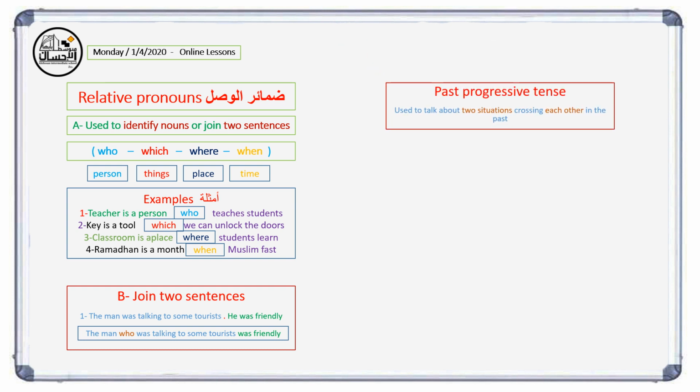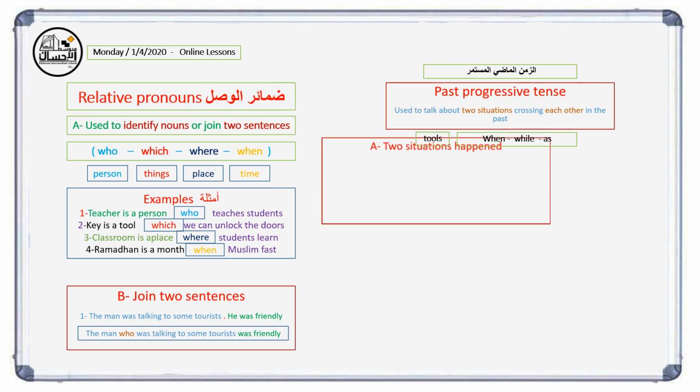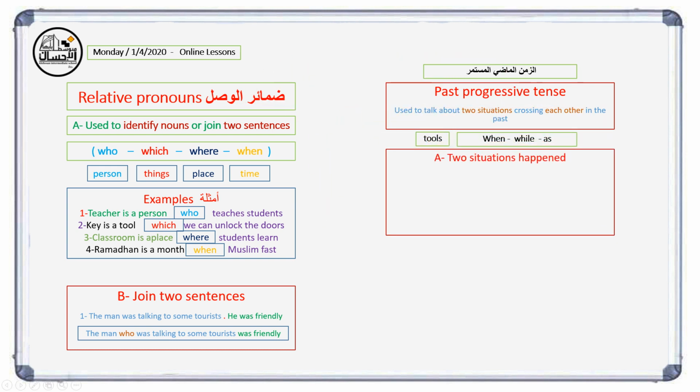Let's head to the second one, which is the past progressive tense. It's talking about two situations crossing each other in the past. Now I'm going to learn the tools, or the conjunctions, between the two situations, because I said two situations. We actually have three: when, while, and as. This time I'm going to talk about the type that belongs to the past progressive tense.